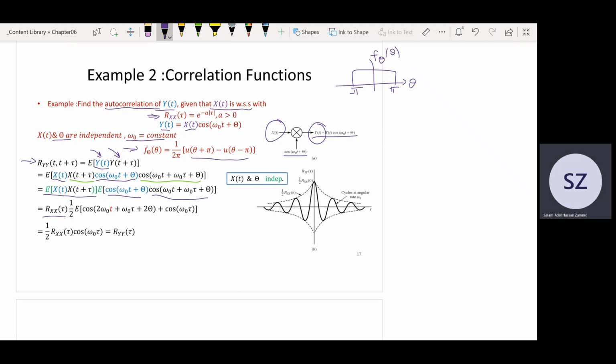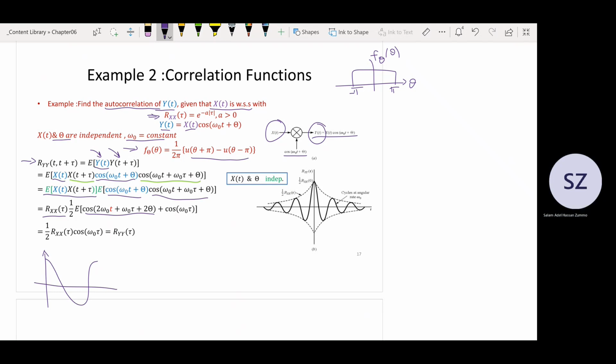So the expected value of cosine, I know that it's equal to half cosine the summation plus cosine the difference. So half the expected value of cosine the summation. Now if I have a cosine wave and I take the expected value with random phase, I take the expected value over the phase.